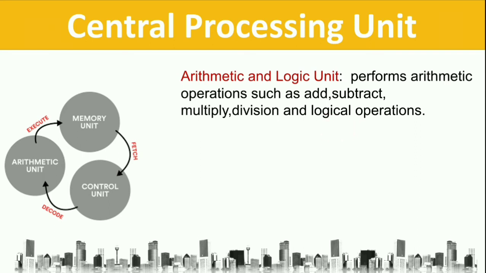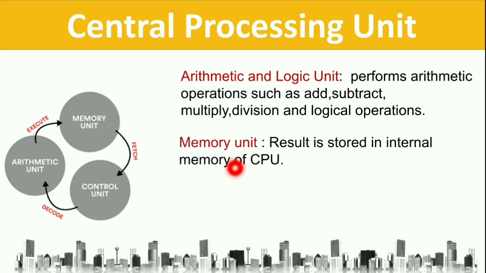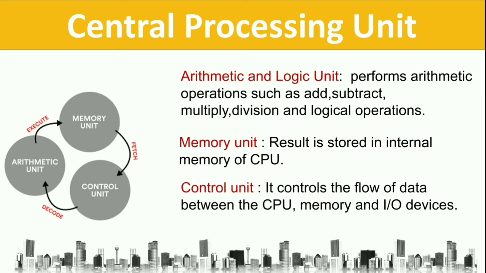And the next component is the memory unit. The work of the memory unit is to store the result. So we have internal memory, that is RAM. And finally, the control unit. It controls the flow of data between the CPU, memory and IO devices. So what are IO devices? That is input and output devices.